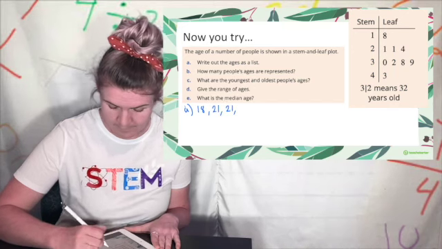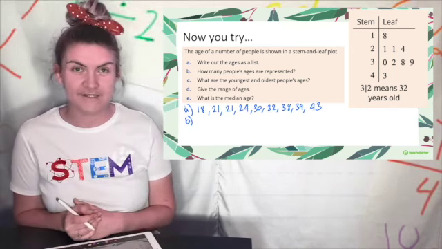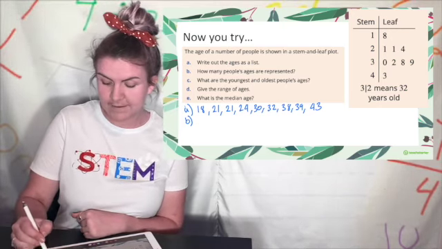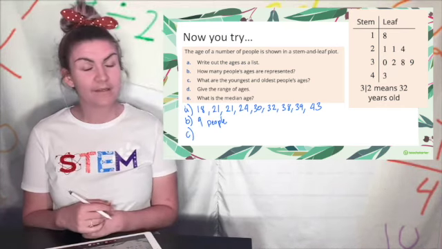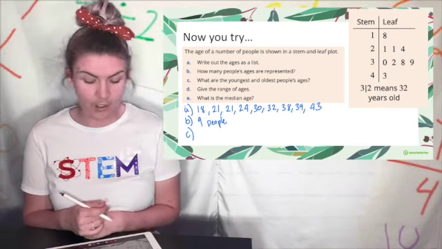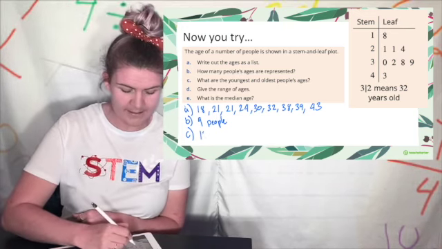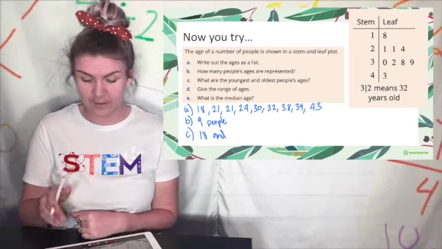18. B, how many people are represented? I'm going to count the number of leaves. 1, 2, 3, 4, 5, 6, 7, 8, 9. That is 9 people. C, what is the youngest and oldest people's age? The youngest is 1/8, which is 18. And the oldest is my stem of 4, which is 43.